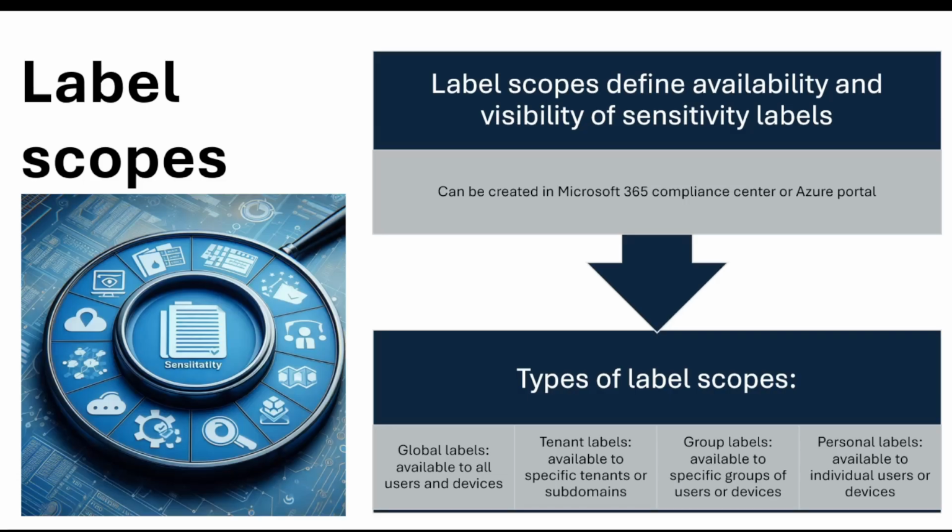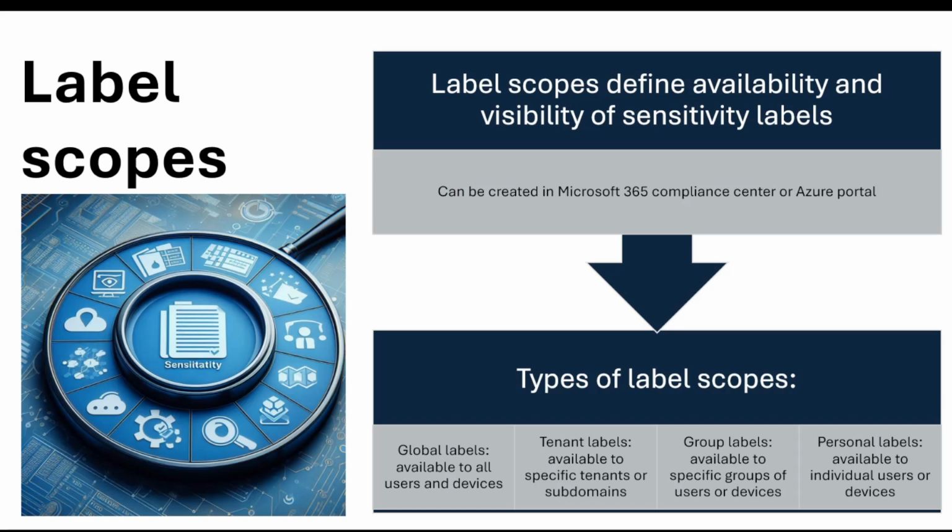So let's look at the scope of those labels. Now, label scopes are a way to define the availability and visibility of your sensitivity labels for your users and for your devices. You can create label scopes in the Microsoft 365 Compliance Center, or you can create them in Azure Portal. And these scopes can help you do a number of things.